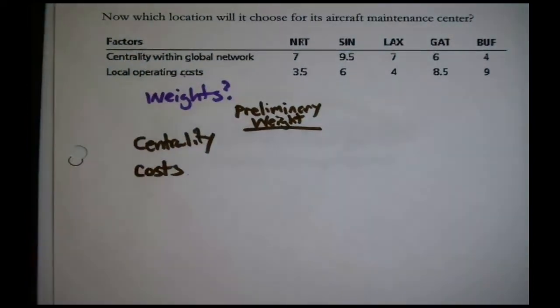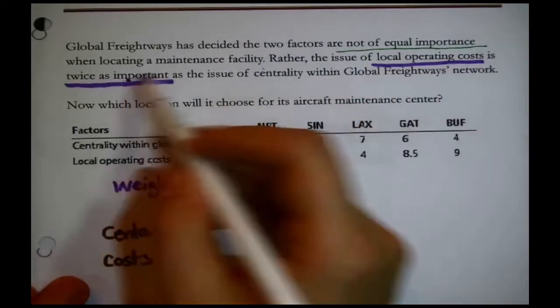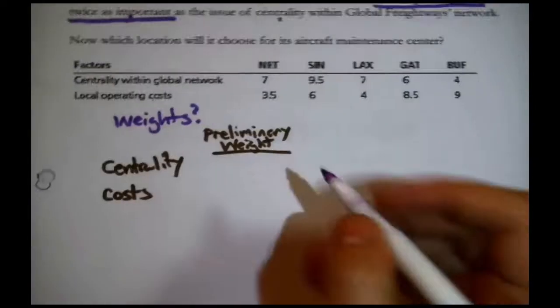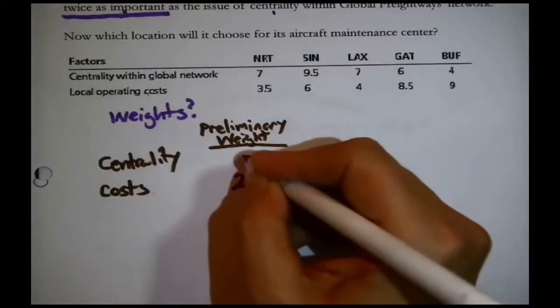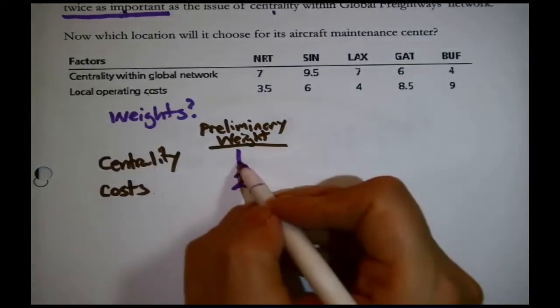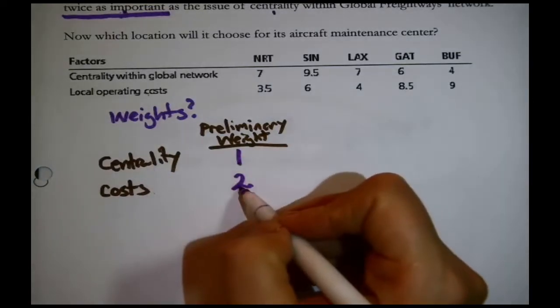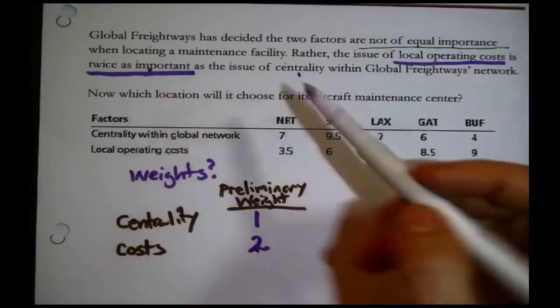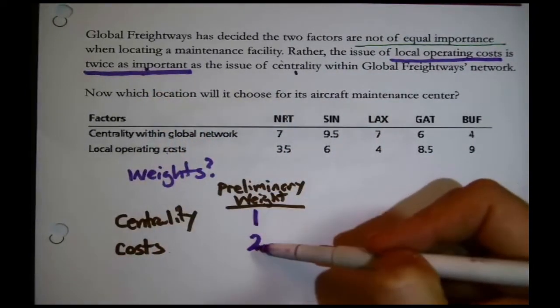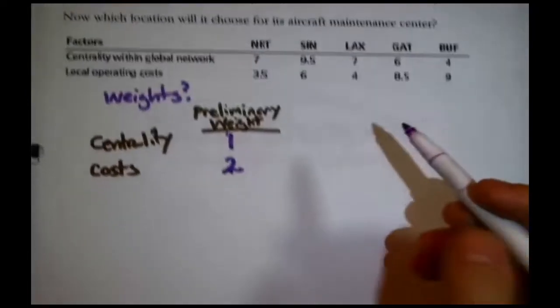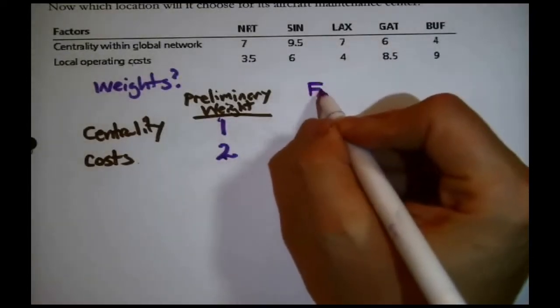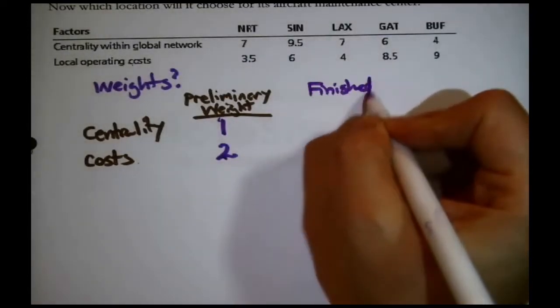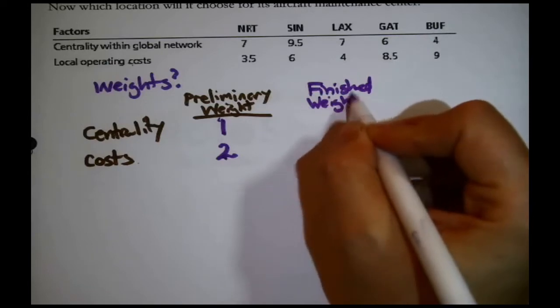Now what do I mean by that? I'm going to look at this statement here. Local operating costs twice as important as centrality. I'm just going to write that. If centrality was a 1, this would be a 2, correct? That would fit this description. You say, oh, all right, are those the weights? No. That's what I meant by preliminary weight. Now create another column, finished weight, like what the weight is for real.